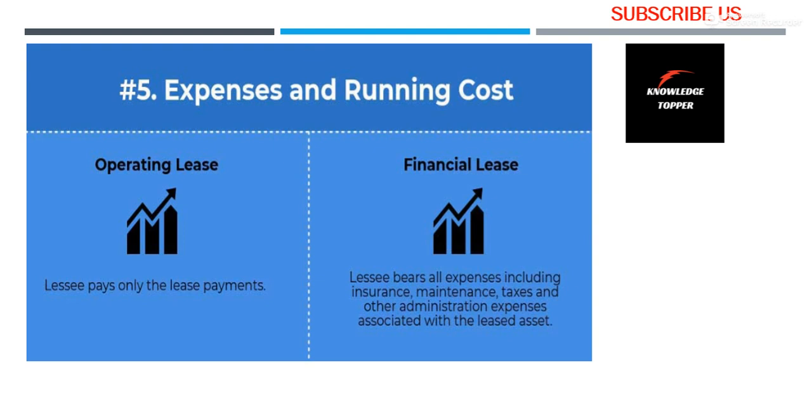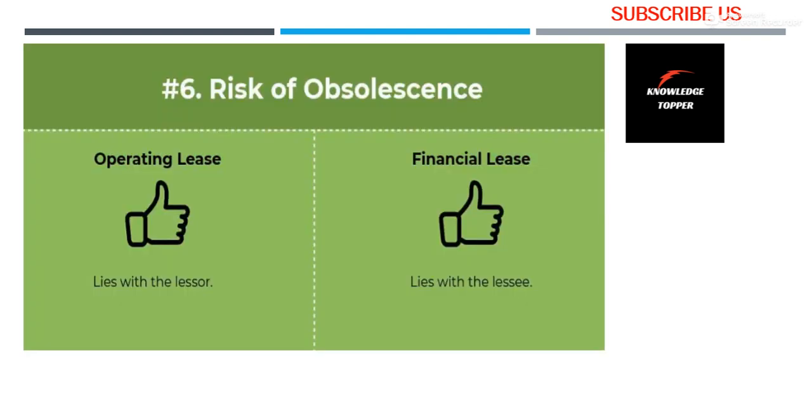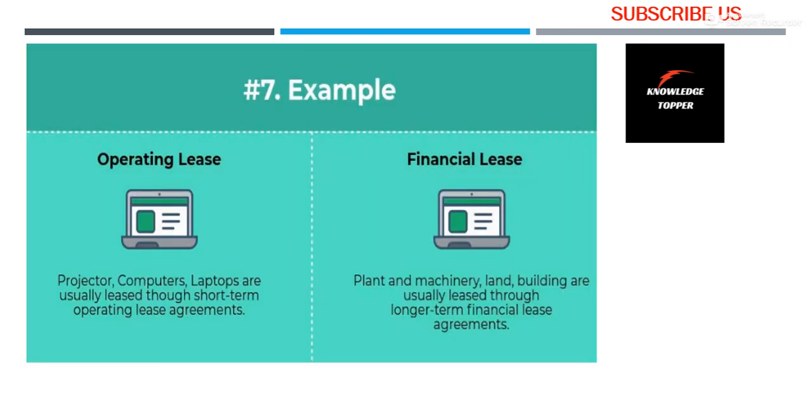Our sixth basis for comparison is risk of obsolescence. In operating lease, the risk of obsolescence lies with the lessor. In financial lease, the risk of obsolescence lies with the lessee. This is our last basis for comparison.